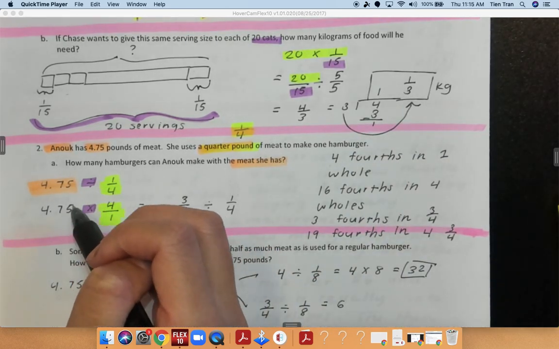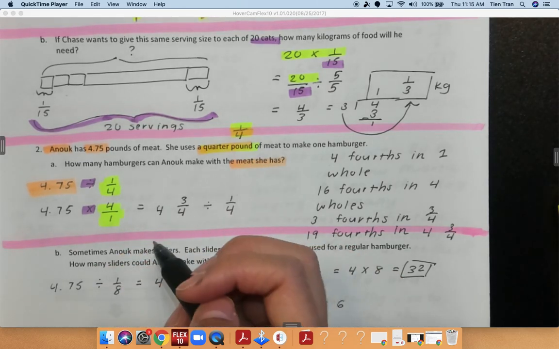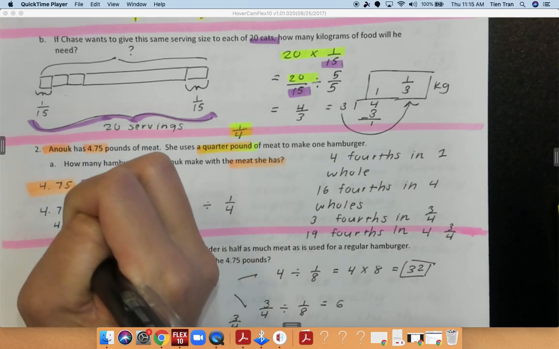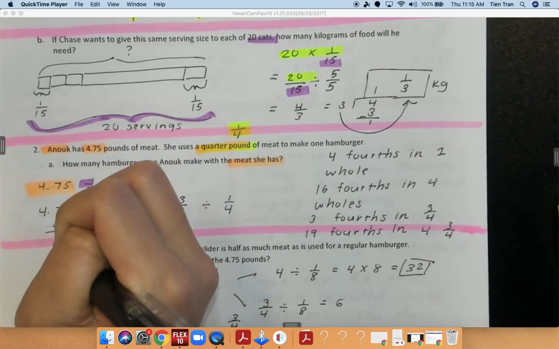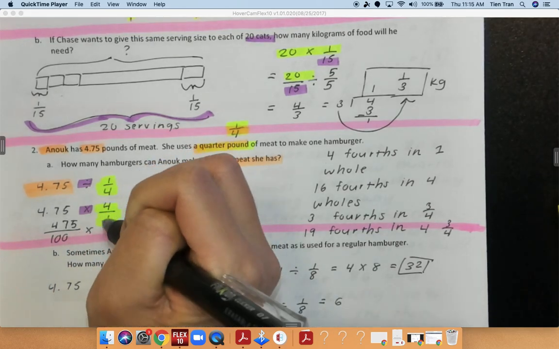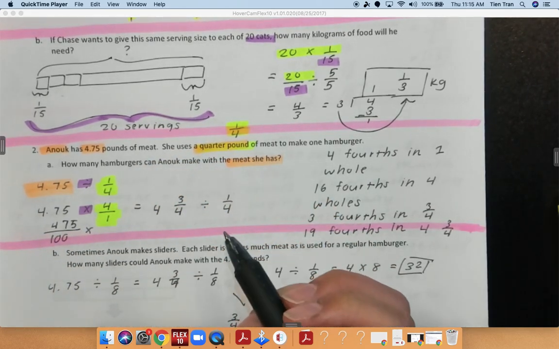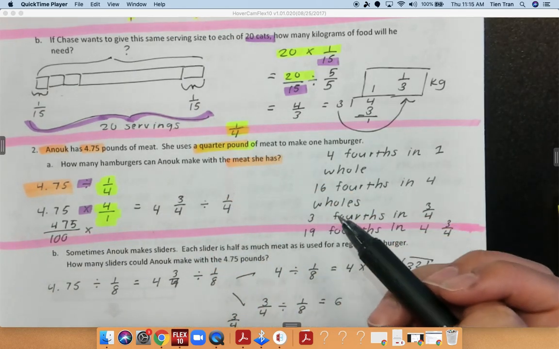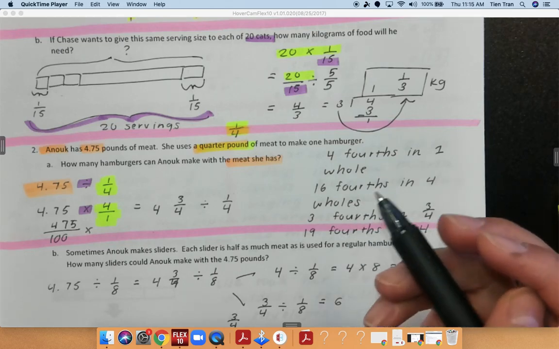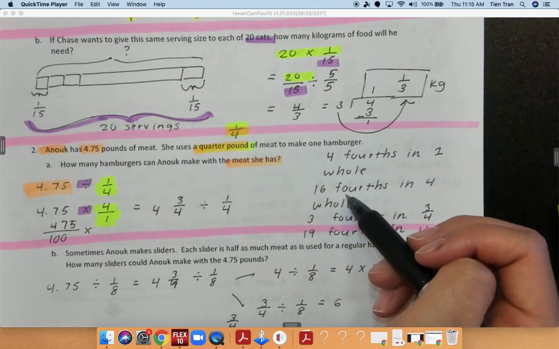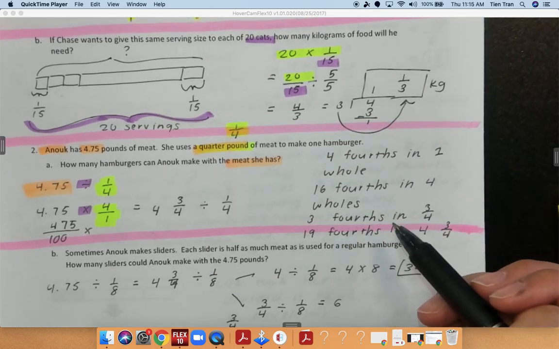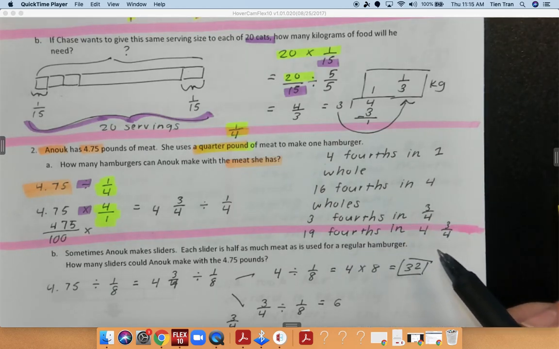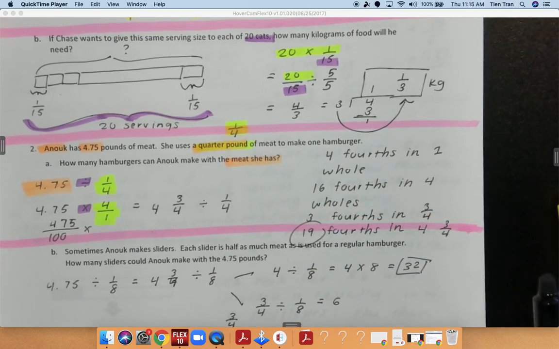4.75, or 4 and 75 hundredths. So I can change this to 4 and 75 hundredths. So we have 475 over 100, and I'm multiplying it times 4/1. So when I do that, I'm going to end up getting 4 3/4, and I'm dividing it by 1/4. So what that means is that there's 4/4 in 1 whole, 16/4 in 4 wholes, and 3/4 in 3/4, and 19/4 in 4 3/4. So that means that there are 19 hamburgers I can make.